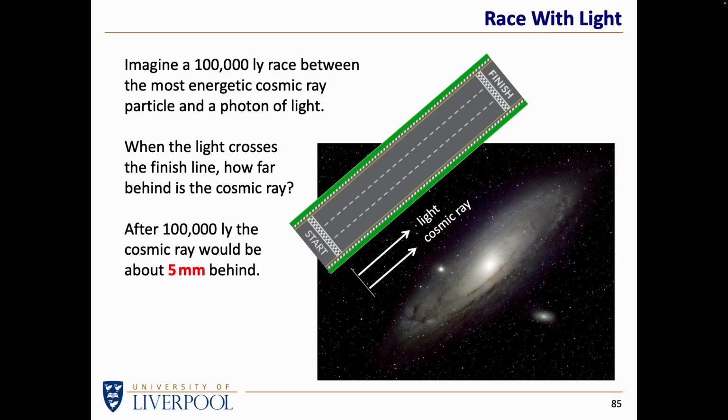If you had a stopwatch and asked, after the light crosses the line, how long before the particle crosses the line, it will be way less than a nanosecond behind it. After 100,000 years, it'll only have lost a fraction of a nanosecond on light. That's how close to the speed of light it's traveling. An absolutely phenomenal speed corresponding to these phenomenal energies. So let me summarize.